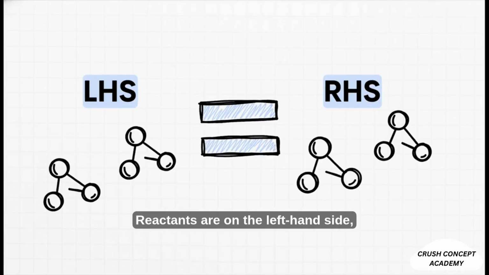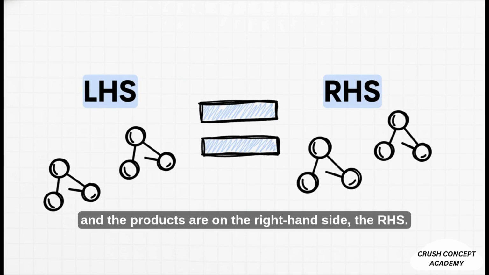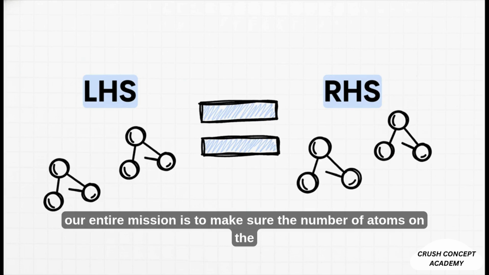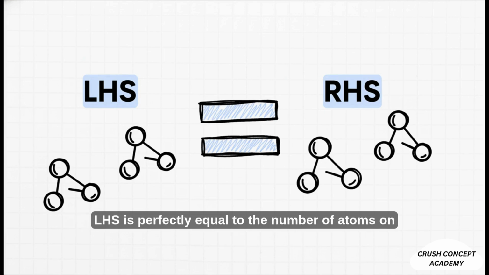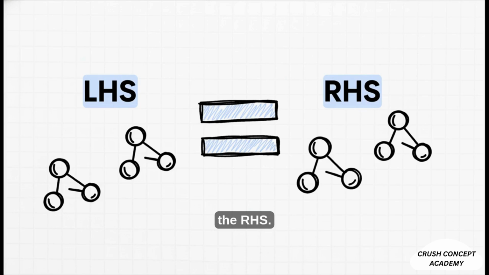Reactants are on the left-hand side, we'll call that the LHS, and the products are on the right-hand side, the RHS. So our entire mission is to make sure the number of atoms on the LHS is perfectly equal to the number of atoms on the RHS.